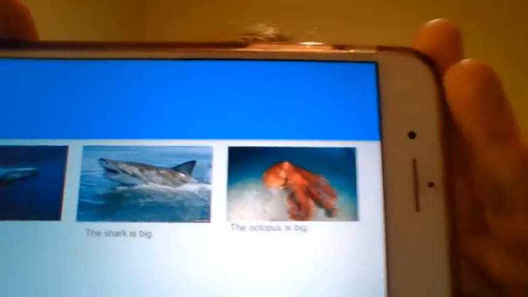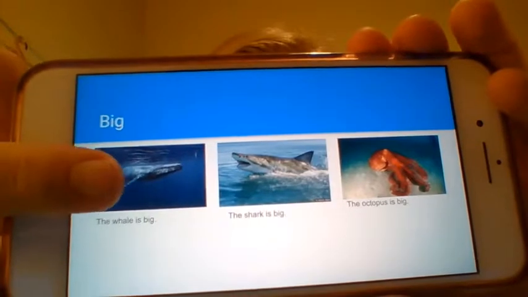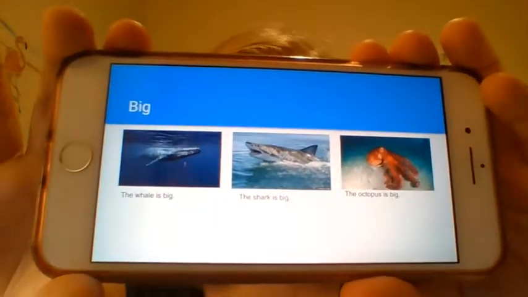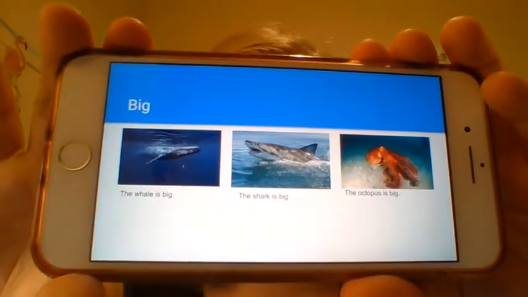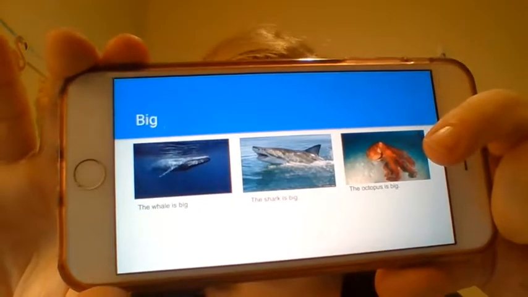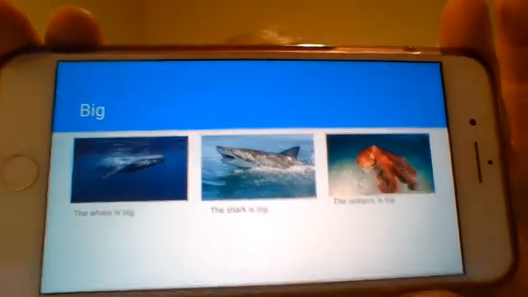And here, we're going to talk about big. Okay, so all of these animals are big. We're going to read some sentences. They're very easy, so I want you all to help me. So what's the first animal? What animal is that? It's the whale. Very good. What's that animal in the middle? It's a shark. And what's that over here? What's this? The octopus, right? It's an octopus. Let's read about them.